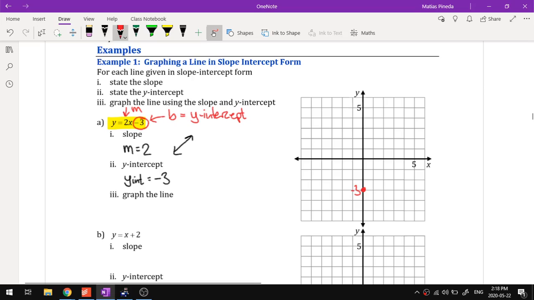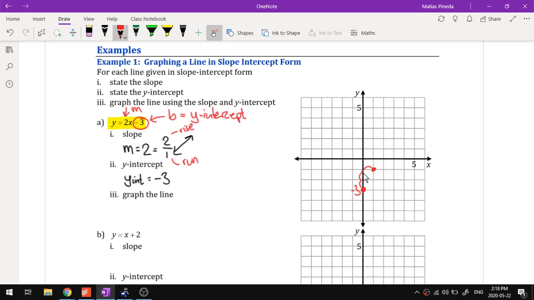So if the slope is 2, this can also be expressed as a quotient as 2 over 1. The numerator is going to be our rise. The denominator is going to be our run. So we start at our y-intercept. If the rise is 2, we go up 2 steps. 1, 2. And if the run is 1, we go 1 step to the right. And the second point is going to be right here.